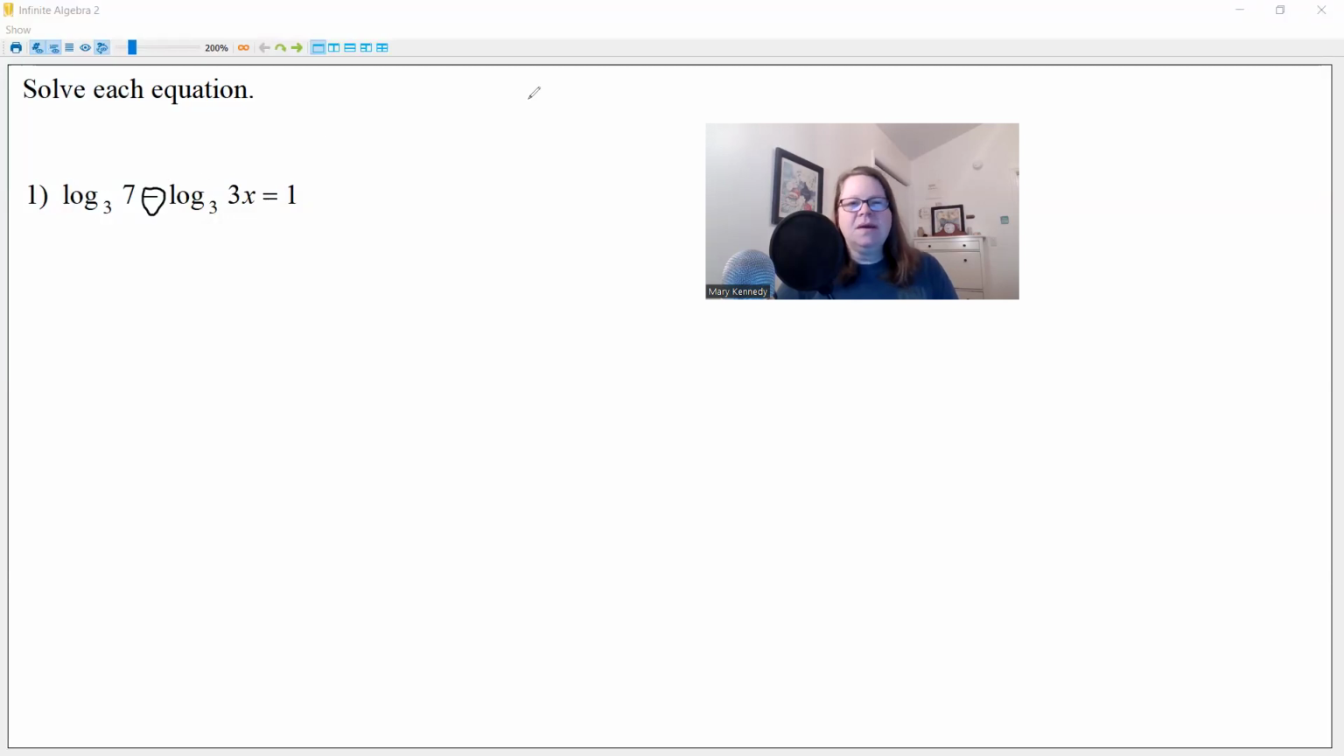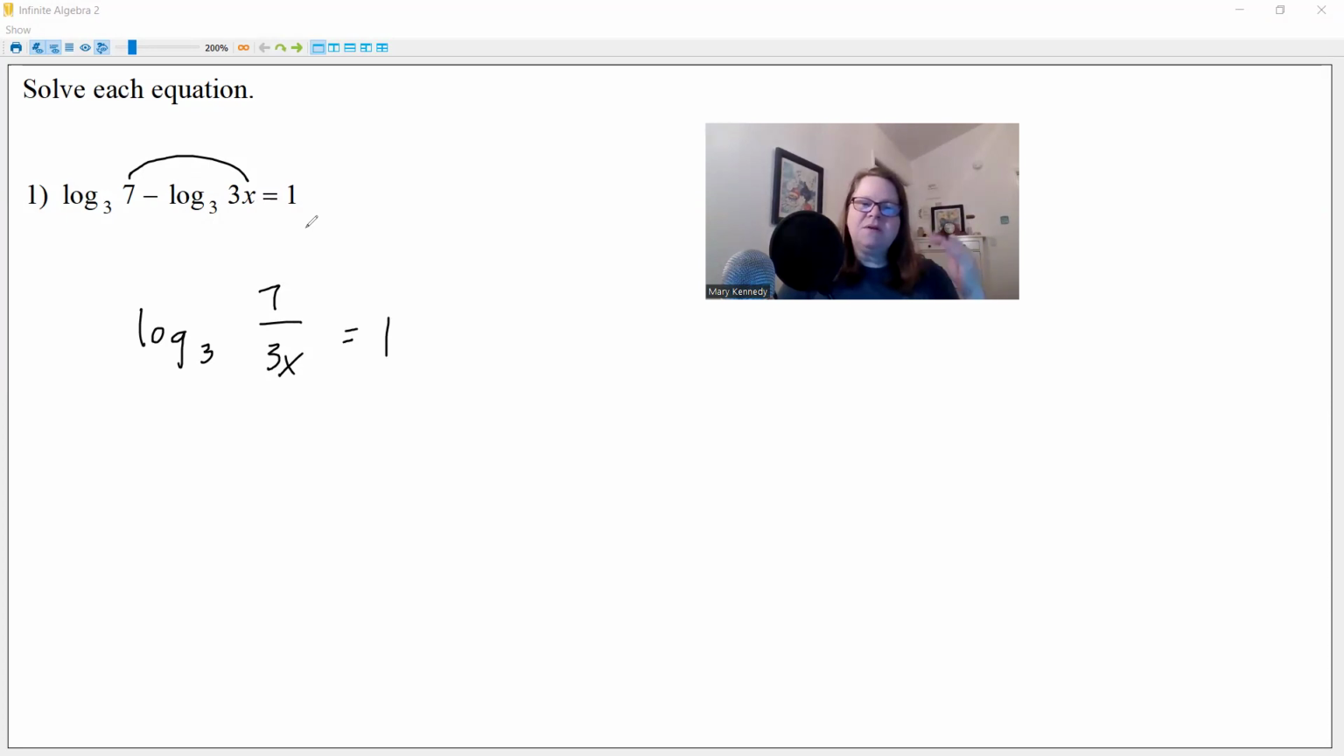And so the rule says that if there's a minus, then you write the log and the base one time, and then you write the other two parts as a fraction, 7/3x. The first one goes on top, the second one goes on the bottom, and then you just say it's equal to whatever it's equal to on the other side. So log base 3 of 7/3x equals 1 is how you would write that.